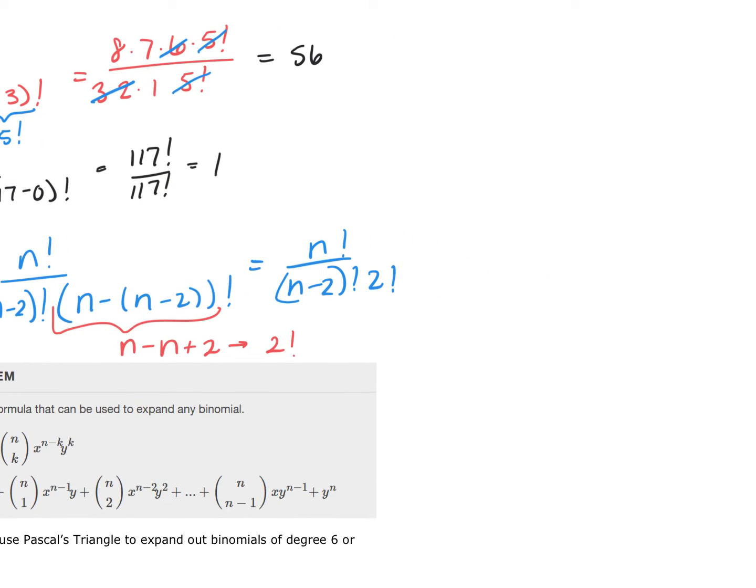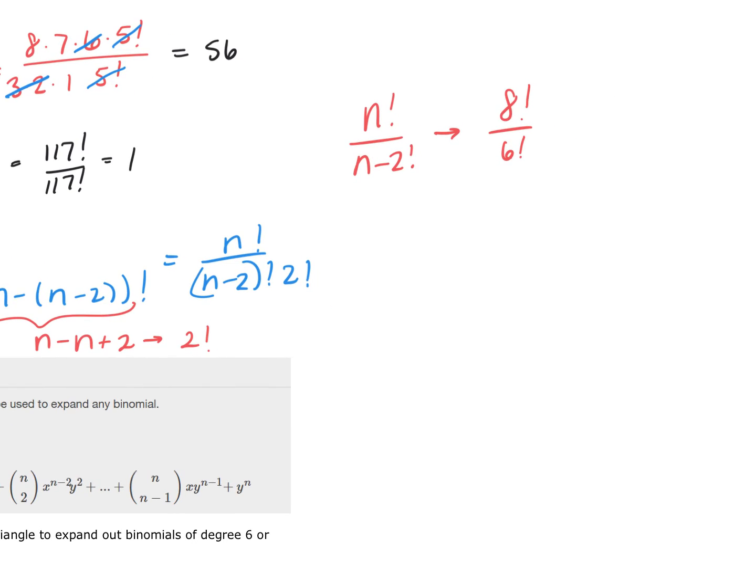This is similar to saying if I have n factorial over n minus 2 factorial, this is similar to saying I have 8 factorial and then 2 minus that, which is 6 factorial. Now, if I had numeric values, I would write this as 8 multiplied by 7 multiplied by 6 factorial over 6 factorial. And I would cancel these out. I'm going to do something similar here. I'm going to have my first term, which is like the 8.